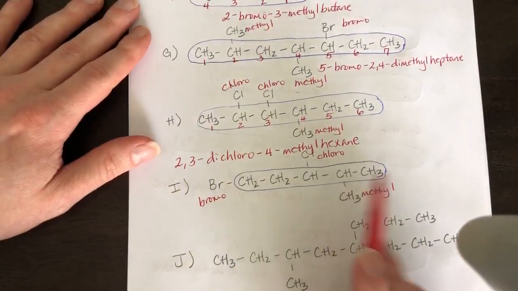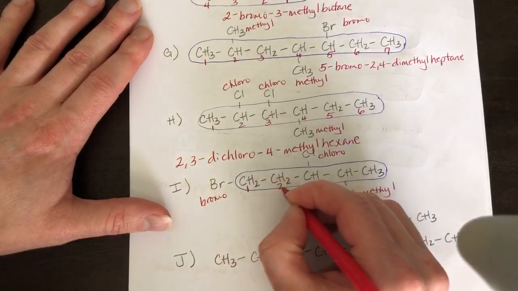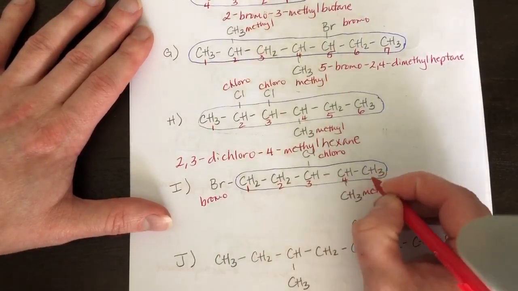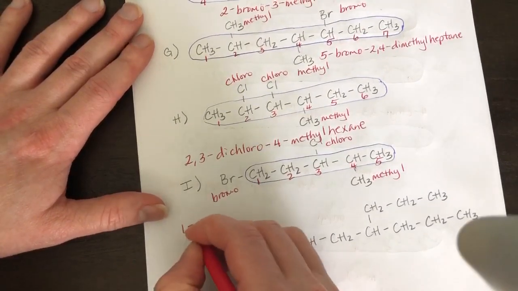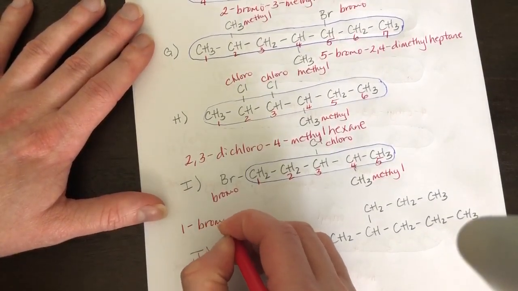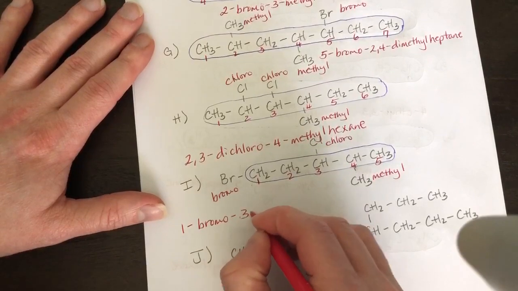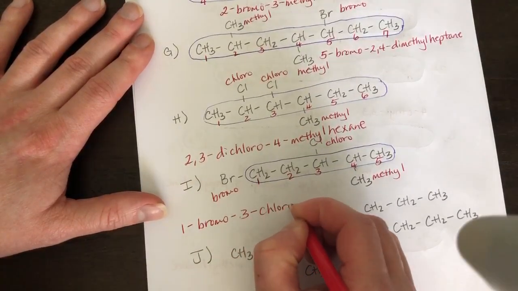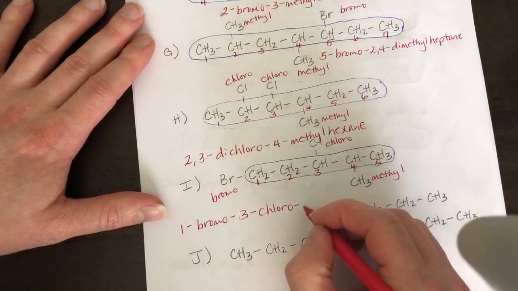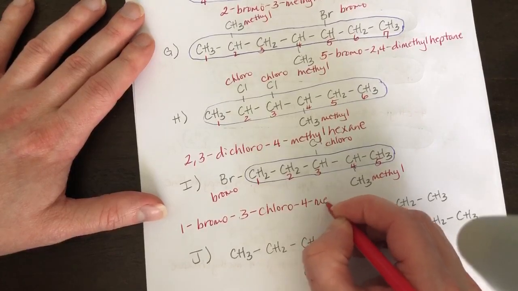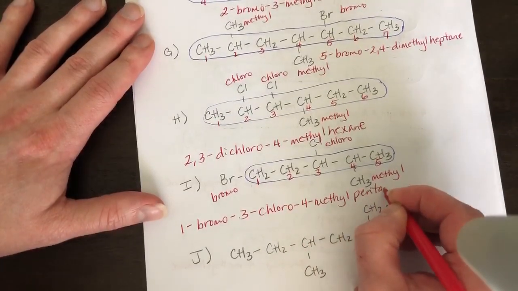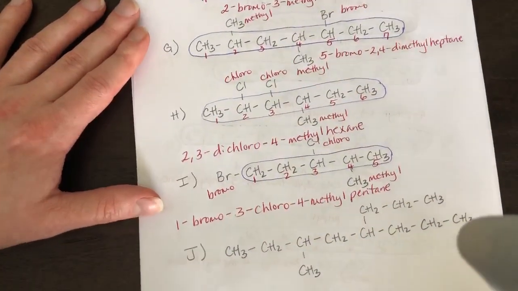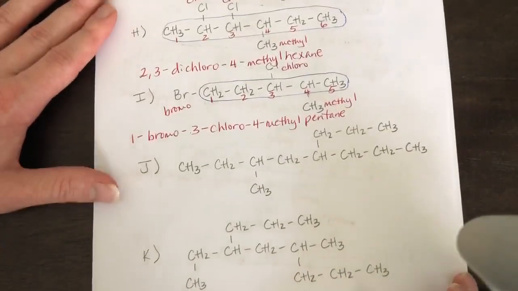This one's coming off the 2 carbon, so we're going to number this way. 1, 2, 3, 4, and 5. So this is going to be 1 bromo, 3 chloro, 4 methyl, pentane, because the prefix for 5 is pent. Okay.